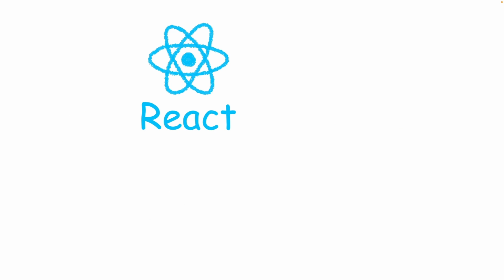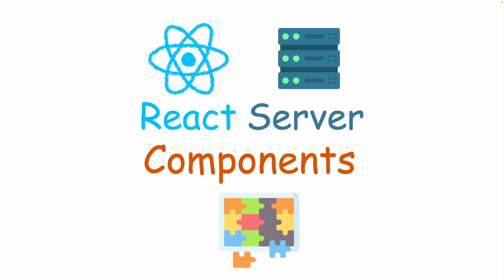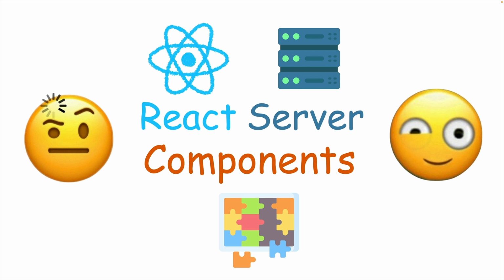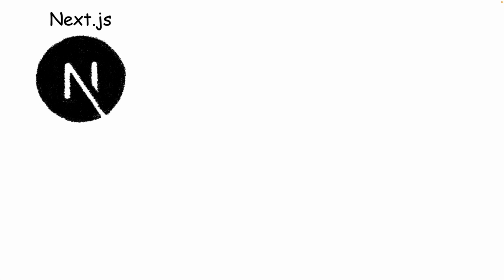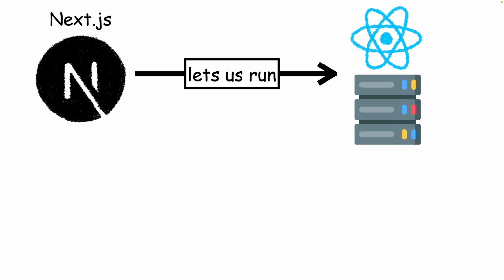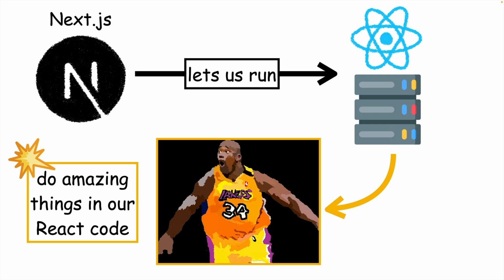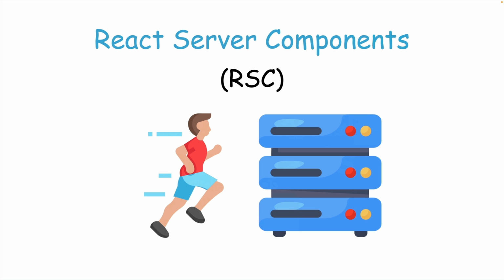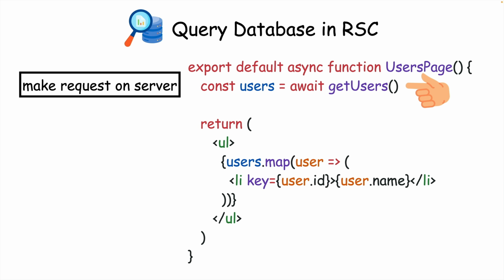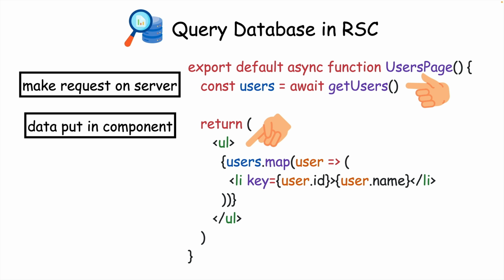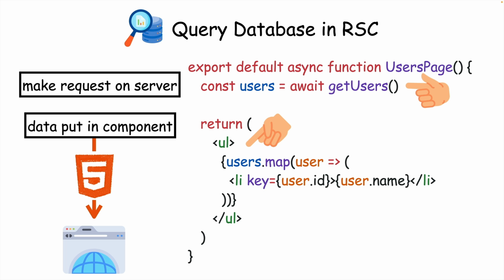React server components are another concept that can be hard to wrap your head around. Some React frameworks, like Next.js, let you run React components on the server. This means we can do server stuff in them that weren't possible before. With React components running on the server, we can do things like query our database and immediately put the data we get in our component, which is then sent down to the browser as plain HTML.